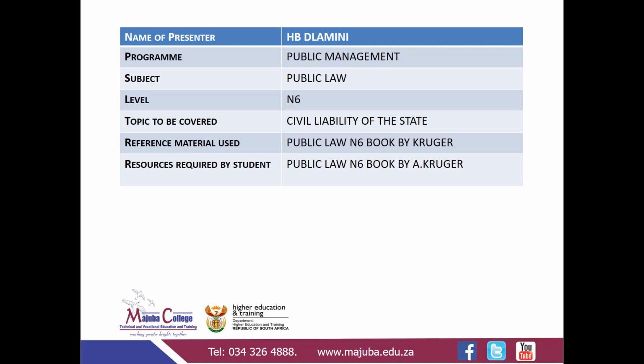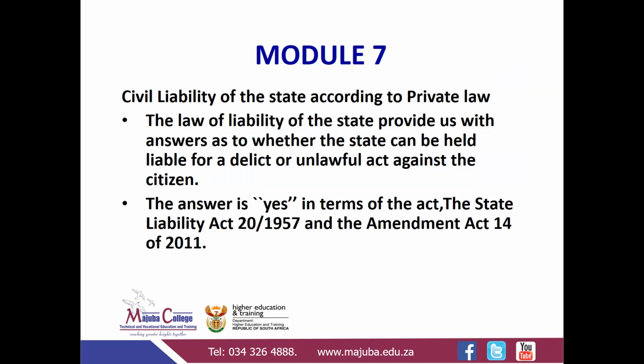So our topic today in Module 7 is the civil liability of the state. Civil liability of the state is according to private law. The law of liability of the state provides us with answers as to whether the state can be held liable for a delict or unlawful act against a citizen. The answer is yes, in terms of the State Liability Act 20 of 1957 and the Amendment Act 14 of 2011. So if you want to sue the state, you can in terms of this act.